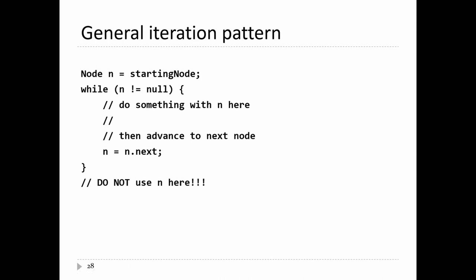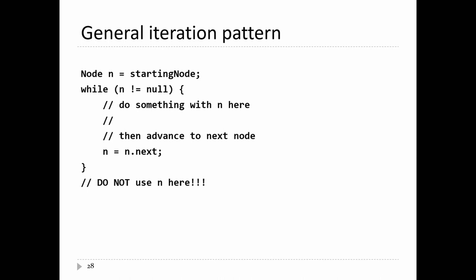As long as n is not null, you can do something with the node. If n's not null, you can look at the element, you can look at the next link, you can do something with n without worrying about a null pointer exception. Once you're done with n, you want to go to the next node, so you can just set n to be equal to n dot next. N dot next, that's the node after n. So I can assign that to n, and that advances n so that it points at the next node in the sequence.